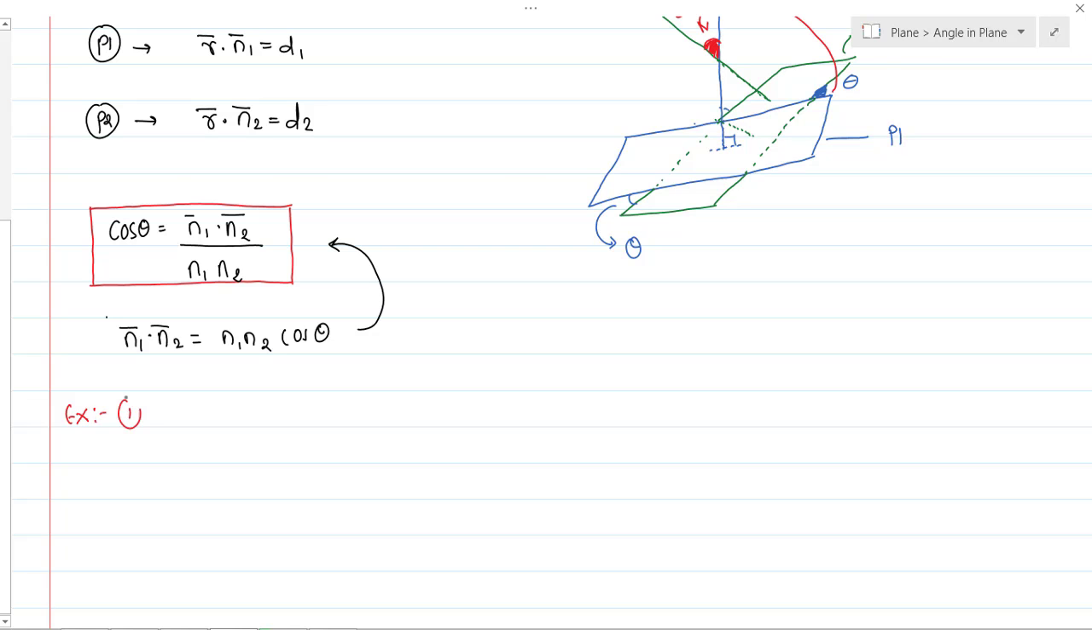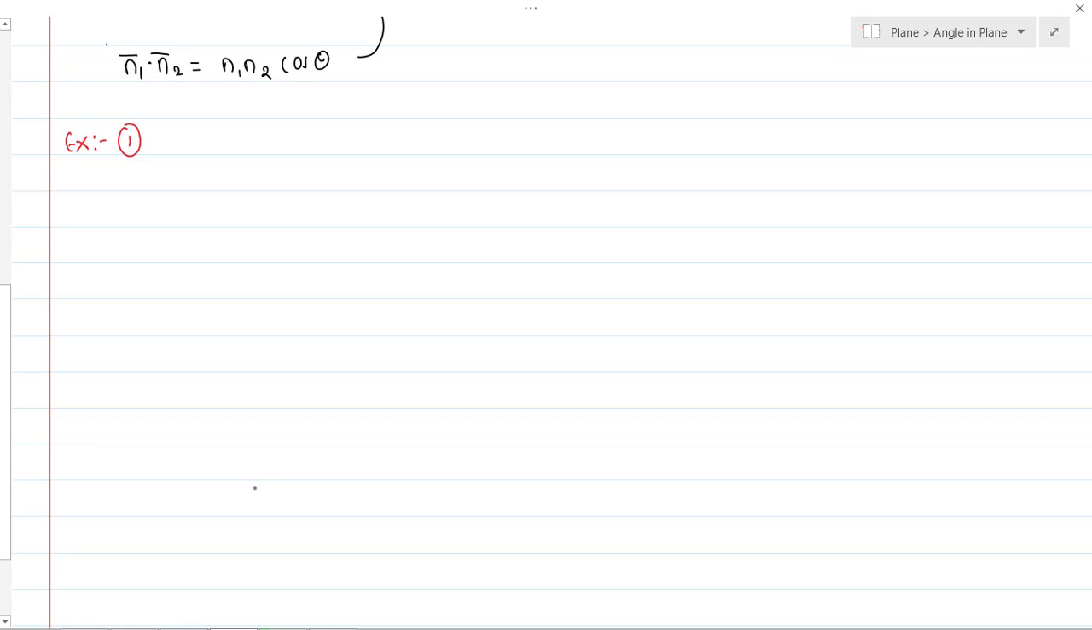Let's take one simple example and you will understand this concept. The first question says: find the acute angle between the planes r bar dot (i plus j minus 2k) equals 8, and the second plane r bar dot (minus 2i plus j plus k) equals 3. These are the two planes they have given, and they are asking for the angle between these two planes. The angle between the planes is the same as the angle between their normals.